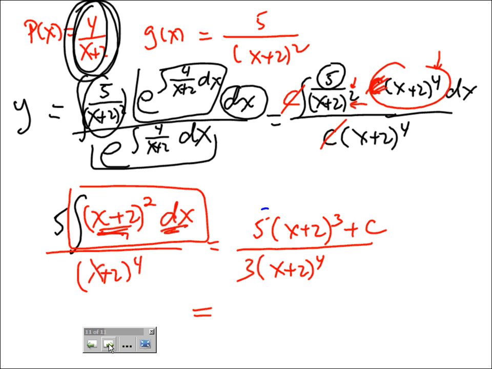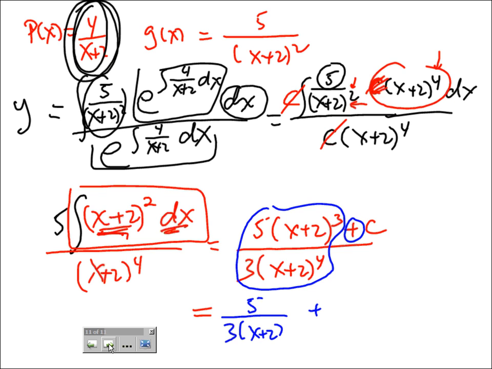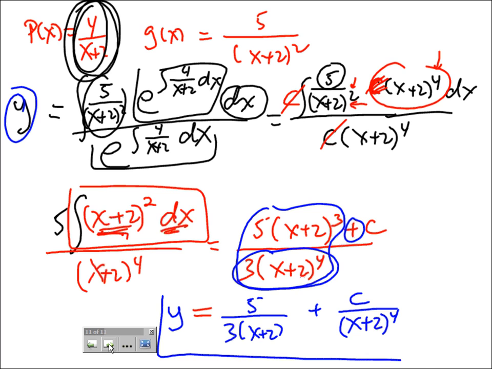Same old game. I do this division first. I get 5 over 3. There's one more x plus 2 in the bottom than there is in the top, so 1 stays in the bottom. Plus c over this. Well, c over 3 is just another constant, so I won't write the 3. And this is what y equals.